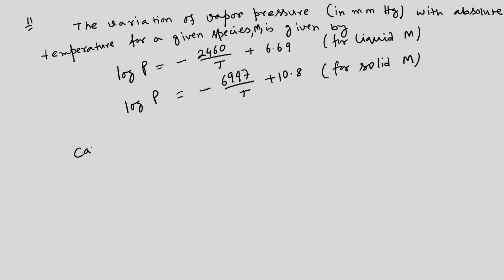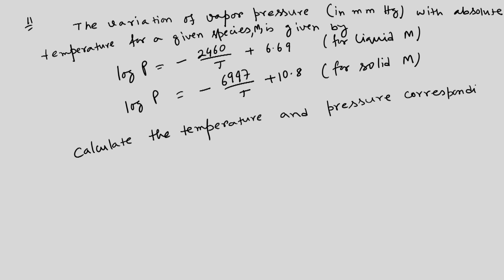Okay, so calculate the temperature and pressure corresponding to the triple point of substance M. So, we can replace this species by substance.